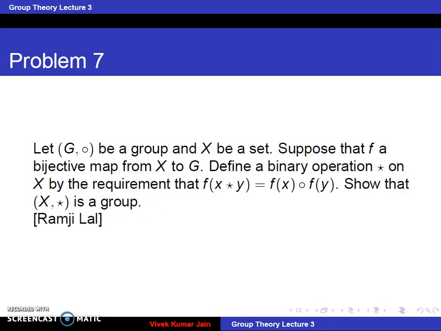Next, problem number 7. Let G be a group and X be a set, and suppose that f is a bijective map from X to G. Define a binary operation star on X by the requirement that f(x star y) equals f(x) o f(y), so that (X, star) is a group. So it means if G is a group and X is a set and there is a bijection between X and G, then we can define a binary operation on X such that (X, star) will become a group. This problem has also been taken from the book of Ramji Lal.